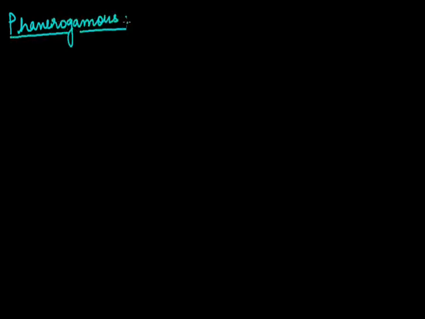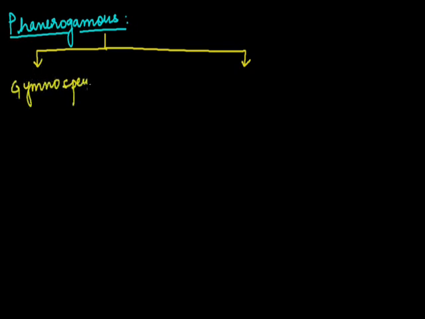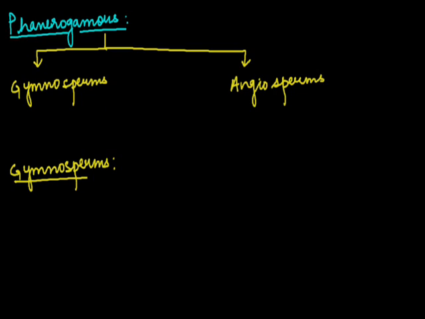Phanerogamous, as we've already discussed, are of two types: gymnosperms and angiosperms. Firstly, we'll discuss the gymnosperms. Here, in gymnosperms, no fruit formation is there. Hence, the seeds which are formed are naked.